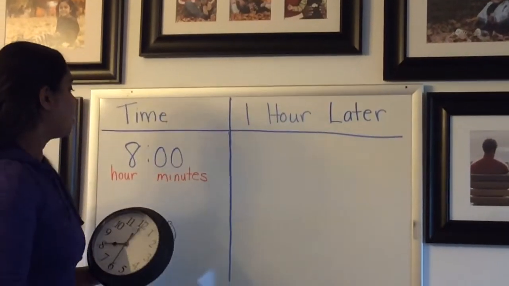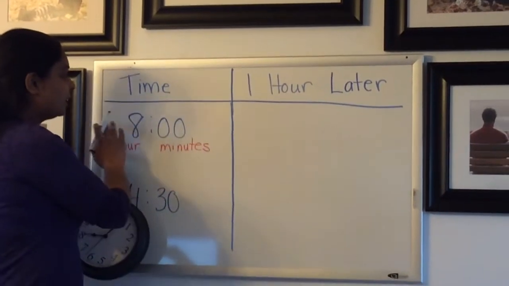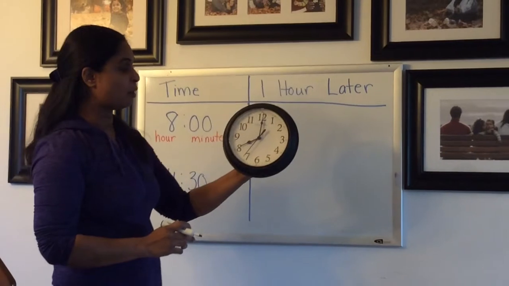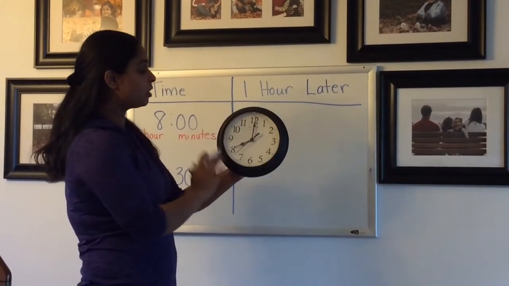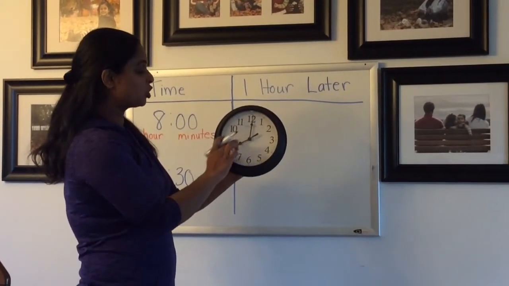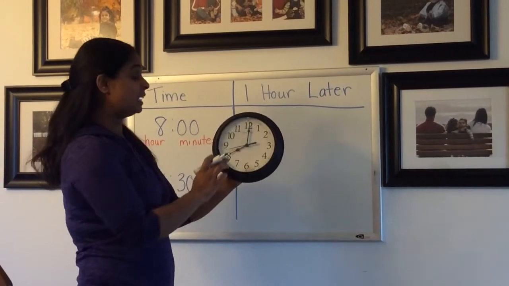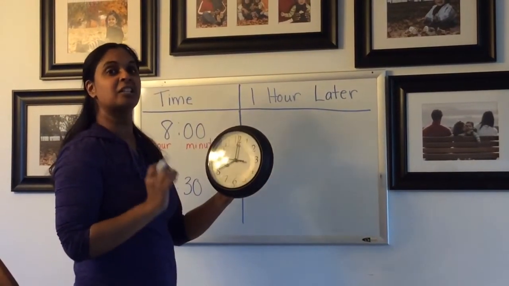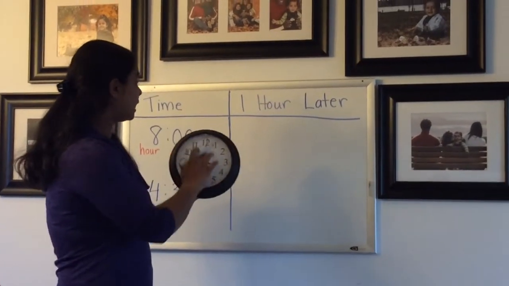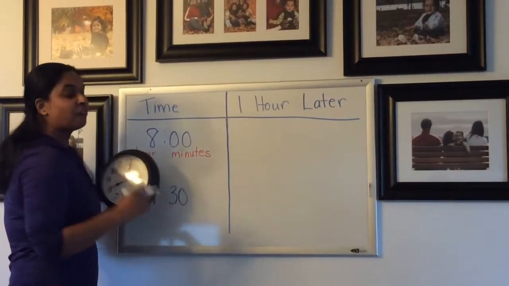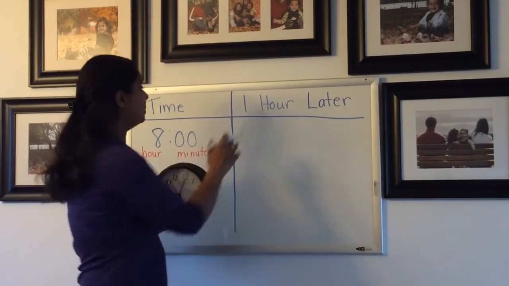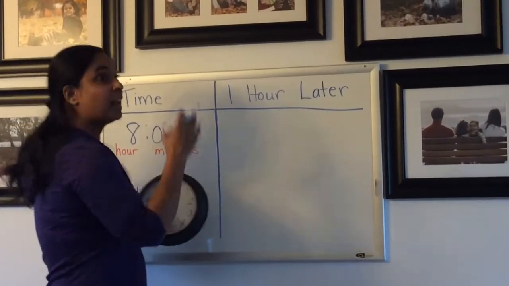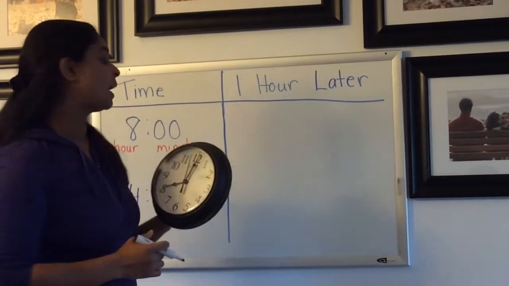All right, so for example, if you have the time 8 o'clock, now I have that time on my clock here, and I know that my clock says 8 o'clock because the short hour hand is right on the 8 and the long minute hand is at the 12. So I know that's an o'clock time. So this time says 8 o'clock. So if I want to think, what time will it be 1 hour later? Or if 1 hour goes by, what time will that be?